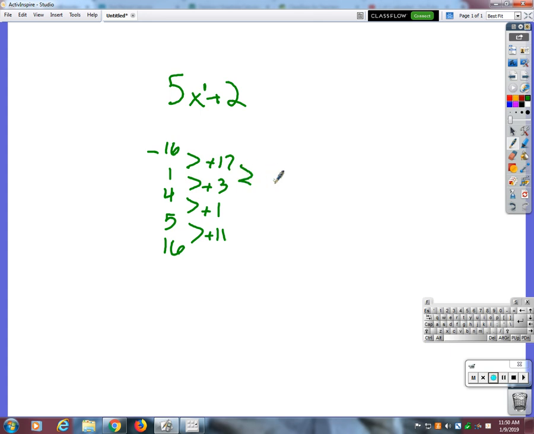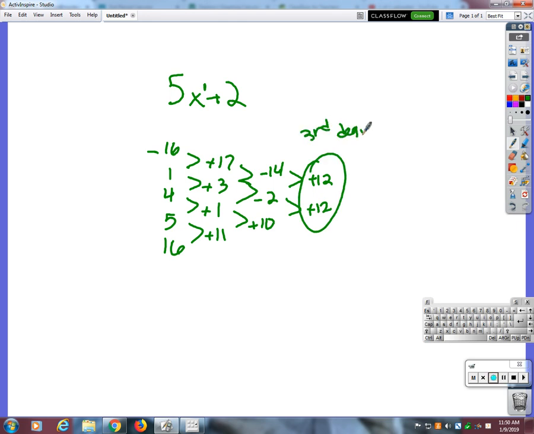Then if I look at the second differences, this is down 14. This is down 2, and this is up 10. Also not the same, so it's not second degree. But then when you look at the third differences, negative 14 to negative 2 is up 12, as is negative 2 to 10. So since these are the same, that means that the original polynomial must be third degree.